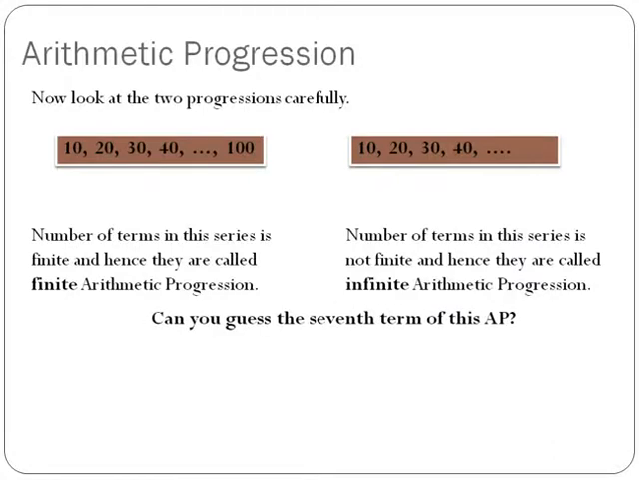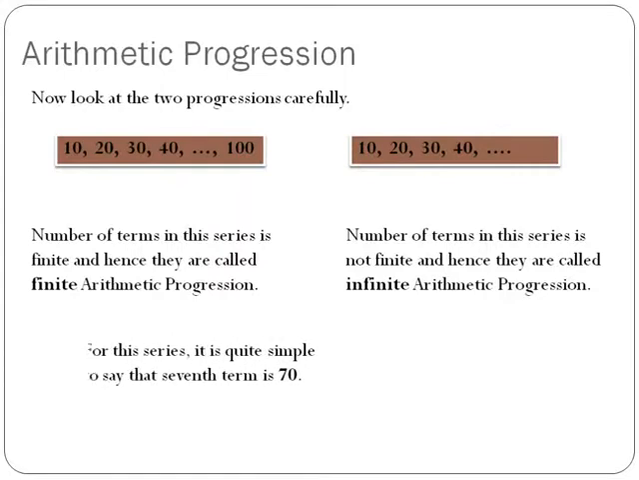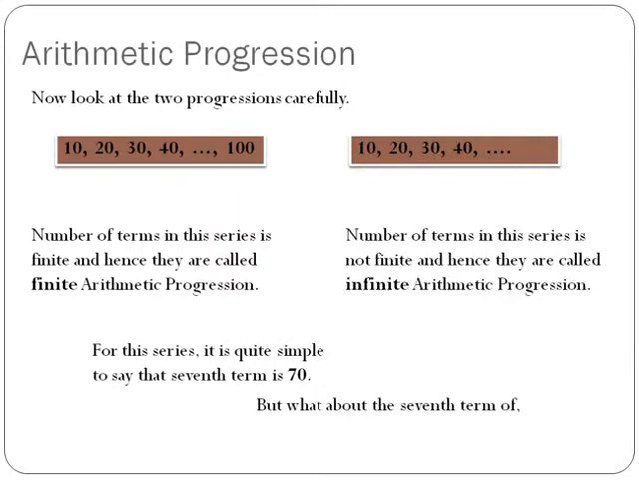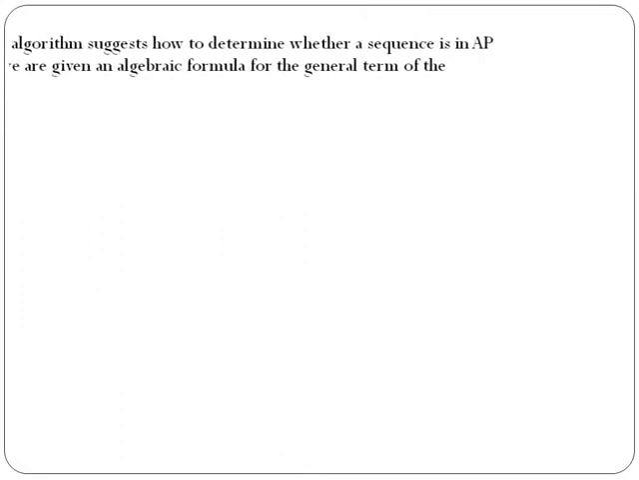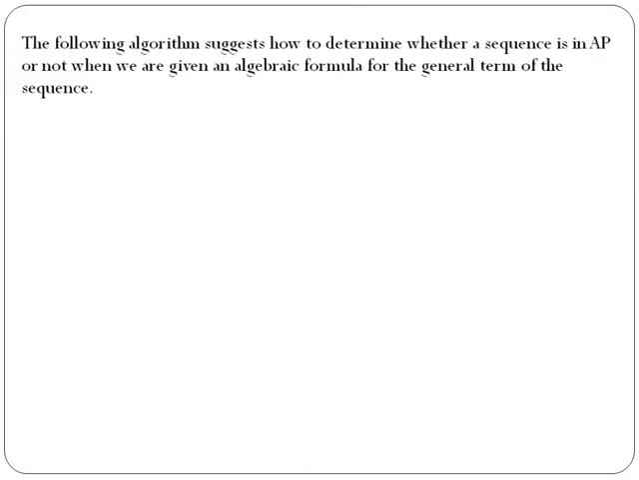Can you guess the 7th term of this AP? For this series, it is quite simple to say that the 7th term is 70. But what about the 7th term of this series? 13, 21, 29 and so on. The following algorithm suggests how to determine whether a sequence is an AP or not when we are given an algebraic formula for the general term of the sequence. Let's look at this algorithm.